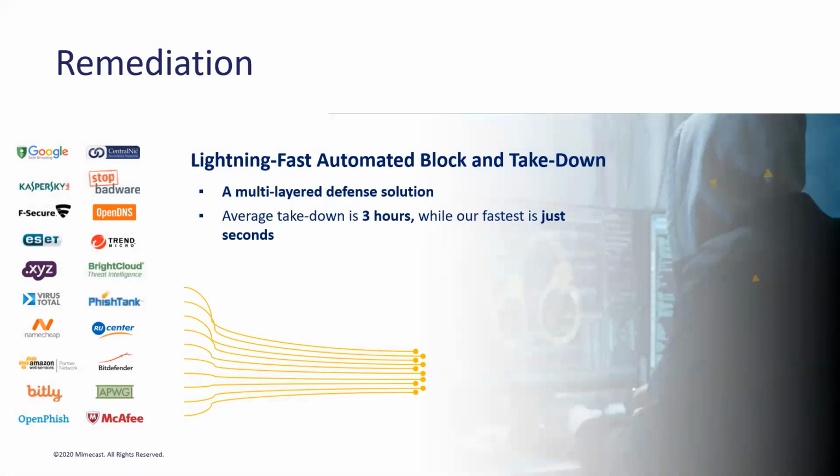So the takedowns themselves and how we do them. Over the years, Mimecast has built relationships with all of these registrars, hosting providers, and registries worldwide, to the point that we have dedicated APIs with them. I think we have around 2,000 APIs with those organizations at the moment.